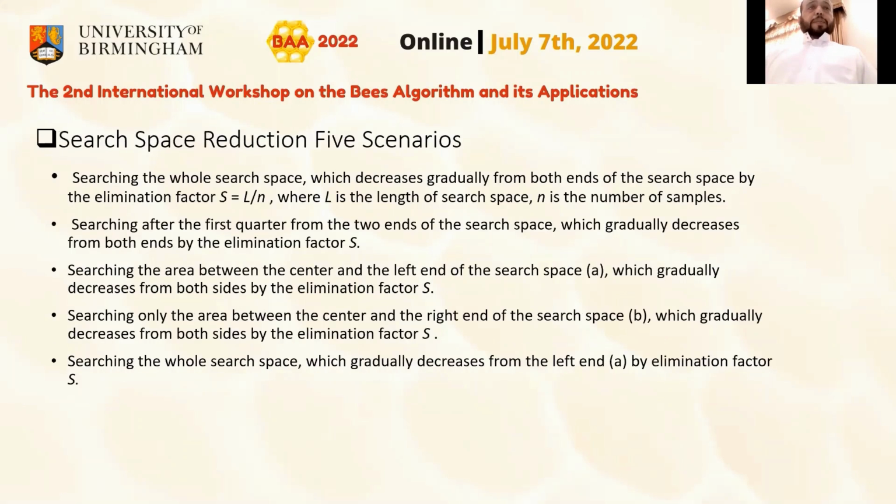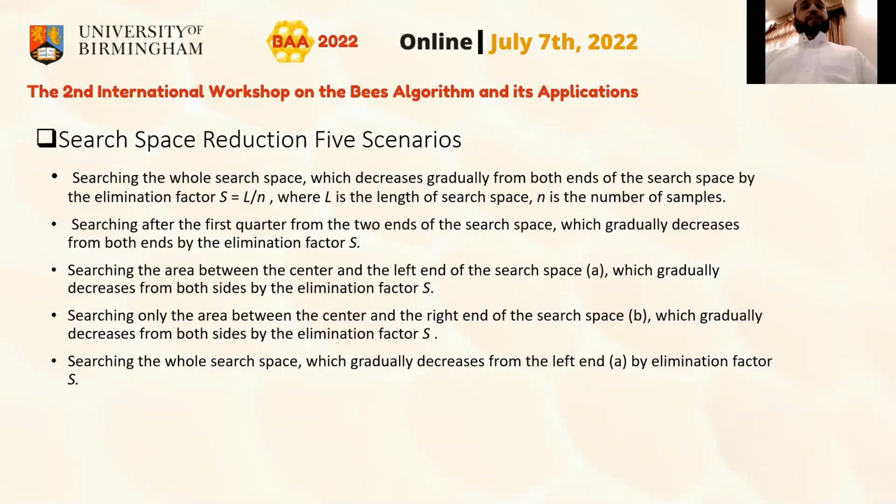The 5 search space reduction scenarios are as follows. The first one is to search the whole search space, decreasing gradually from both ends of the search space by elimination factors of S equals L divided by N, where L is the length of the search space and N is the number of samples. The next one is to search after the first quarter from the two ends, also with the same elimination factors.